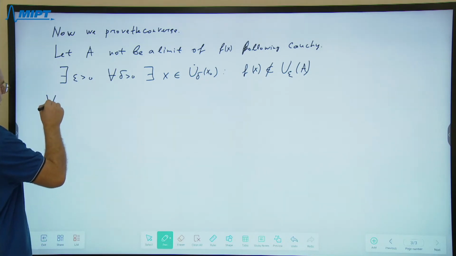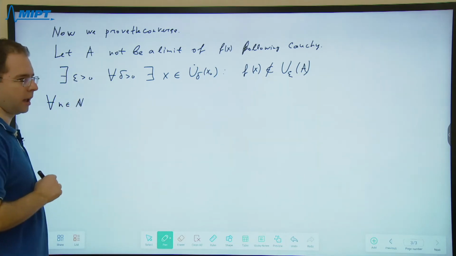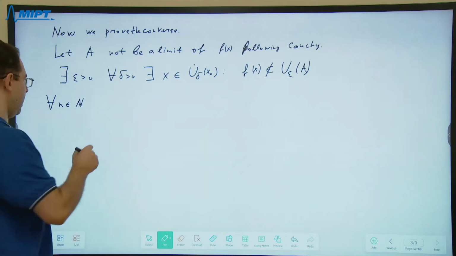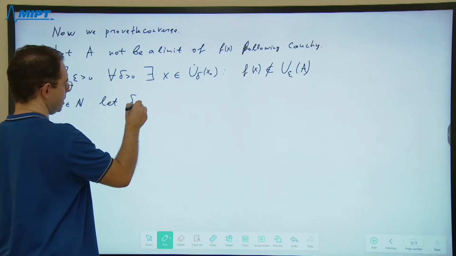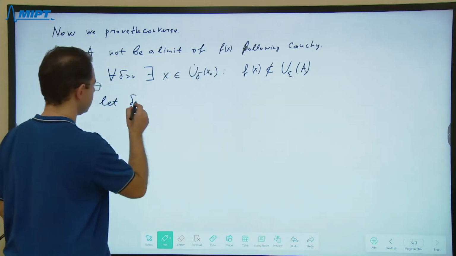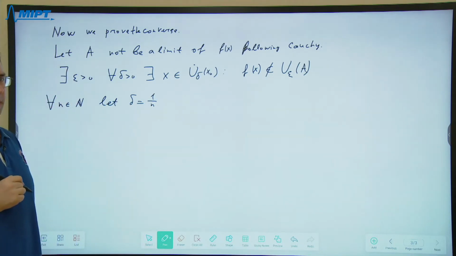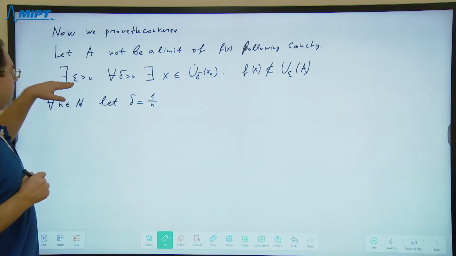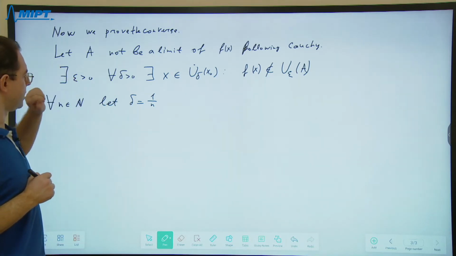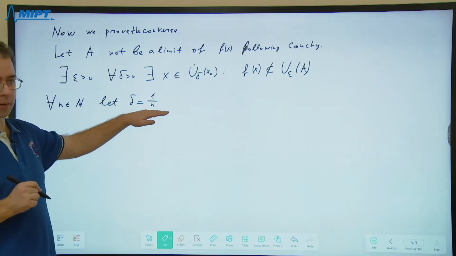Now, for any natural n, let delta be equal to 1 over n. And for this delta, it says there exists such epsilon. Okay, very well. Now for any delta something happens. Now let delta be this number. This is a positive number.